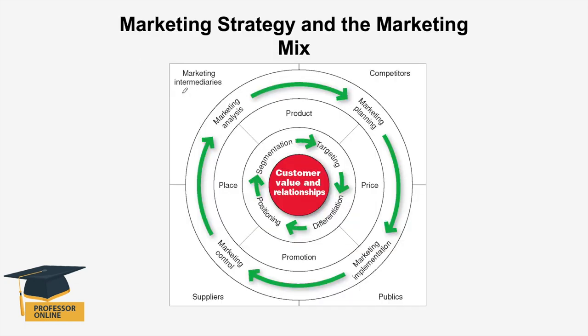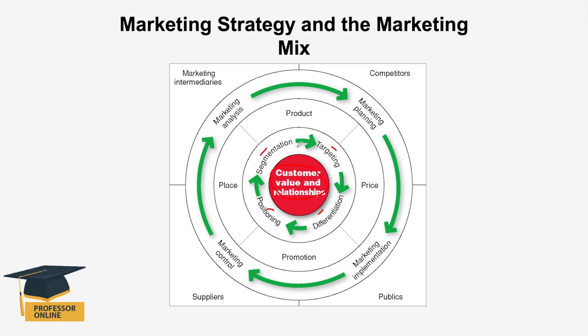So if we go and have a look, we start from inside. You are talking about customer value and relationship. That's what your target is. How do you do it? You set a positioning strategy. We will study that in chapter 7. You set a differentiation strategy. You set a targeting strategy, and you set segmentation. So you do these four things in order to develop value and a relationship.